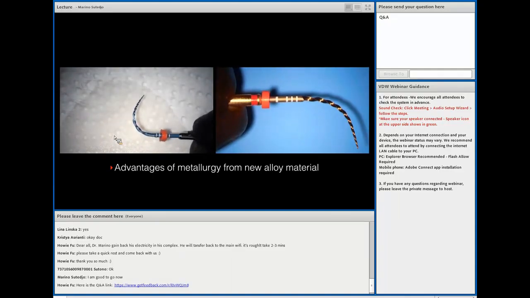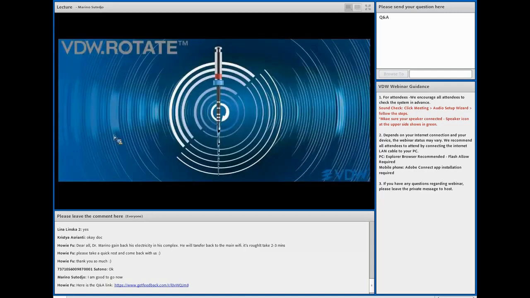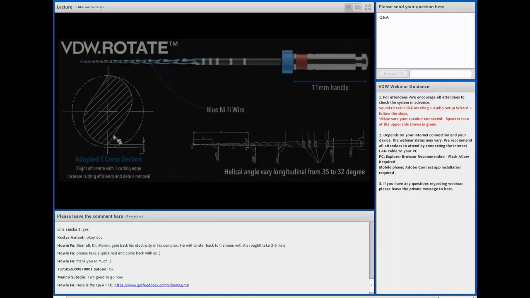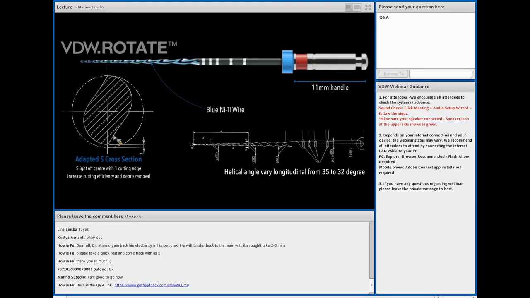And also, in order to provide us with good flexibility, we now have more advantages by having new metallurgy. As you all know, we now have a cold nitride, and also we now have a blue nitride. So I'm going to introduce you to the VDW Rotate. Some of you might say this is the new M2. Well, actually no, because it's different in material, slightly different in design and also in sizing. But one thing for sure, it's made from blue nitride wire.